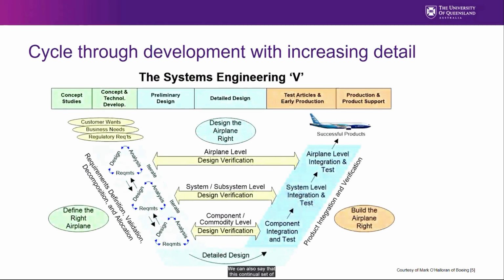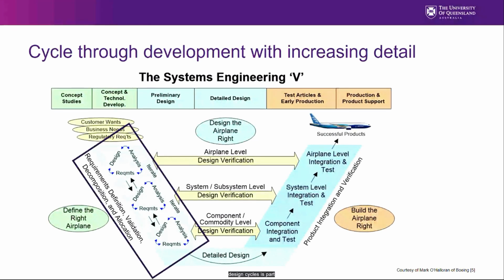We can also see that this continual set of design cycles is part of the V model of design. This diagram shows quite clearly the very important iterations that need to happen as you move from one design stage to the next. But in each stage, you have design, analysis, requirements, and then iterations between stages.